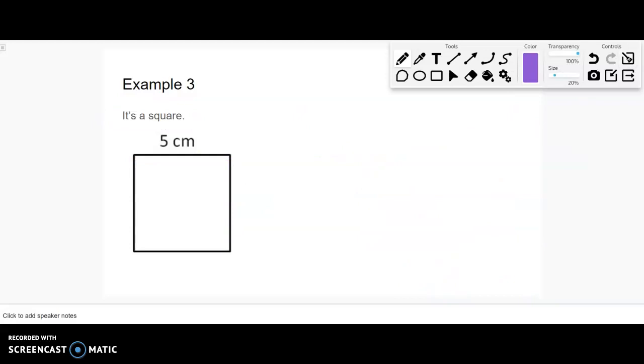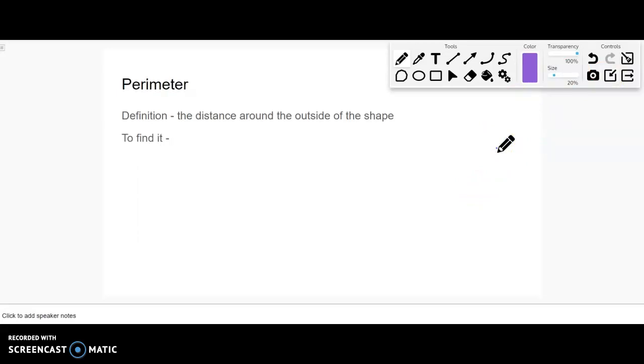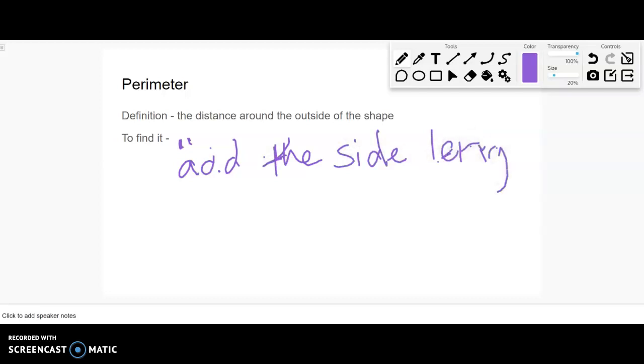Now on to some perimeter practice. And there we go. So the perimeter is the distance around the outside of the shape. And to find it, we just need to add the side lengths. We need to add all the side lengths. Even if some aren't written, we need to figure them out so that we can add them all together. Make sure you write that on your paper so you have something to look back at if you forget.